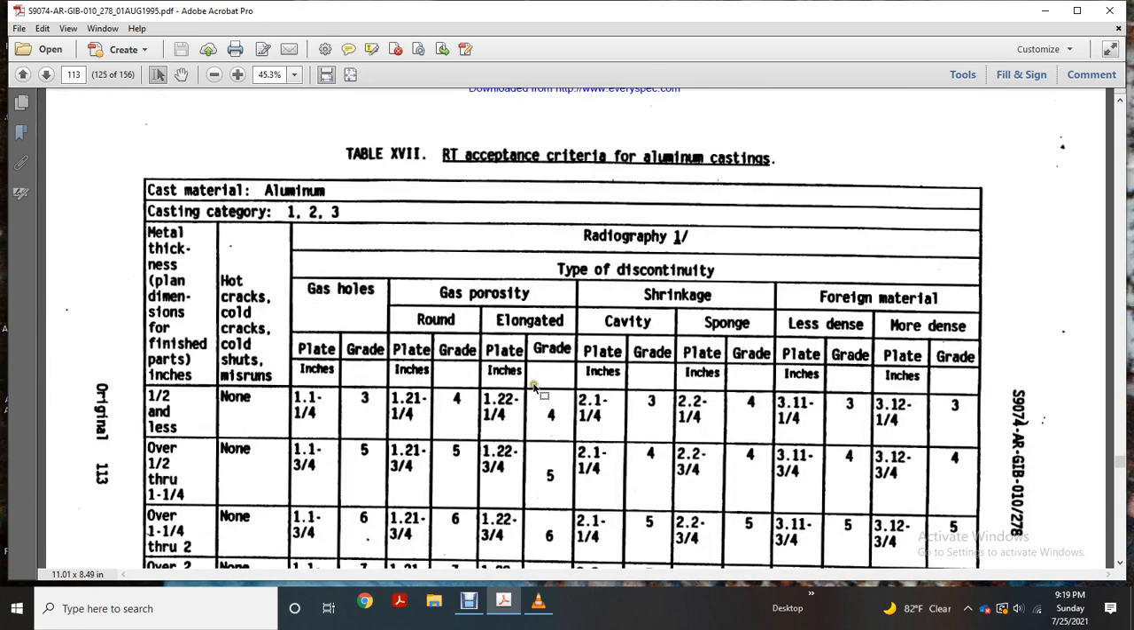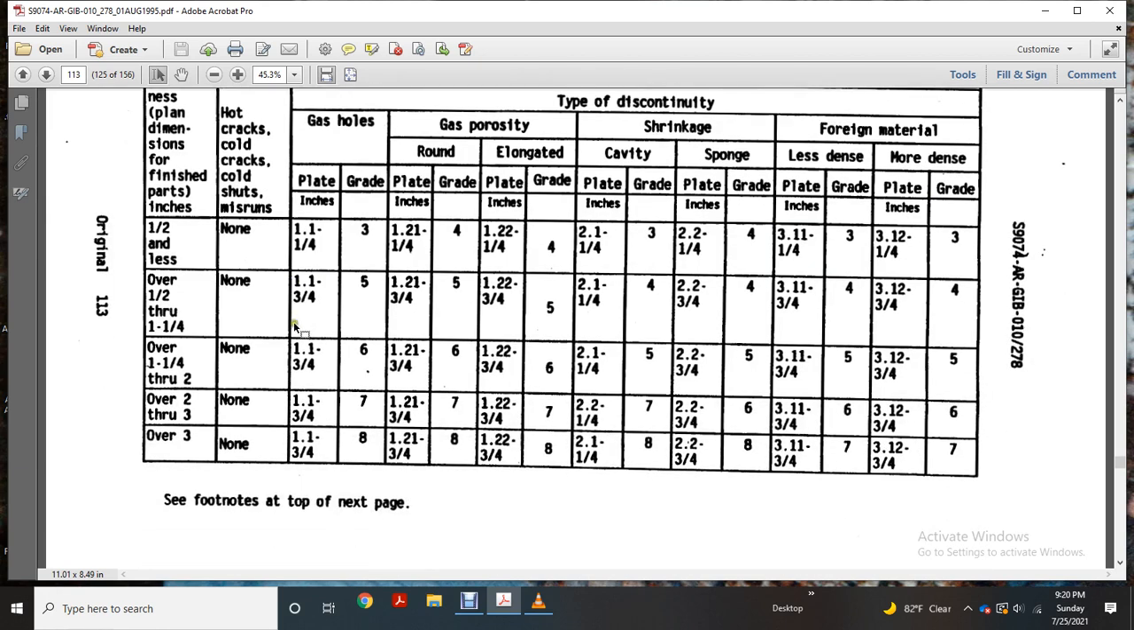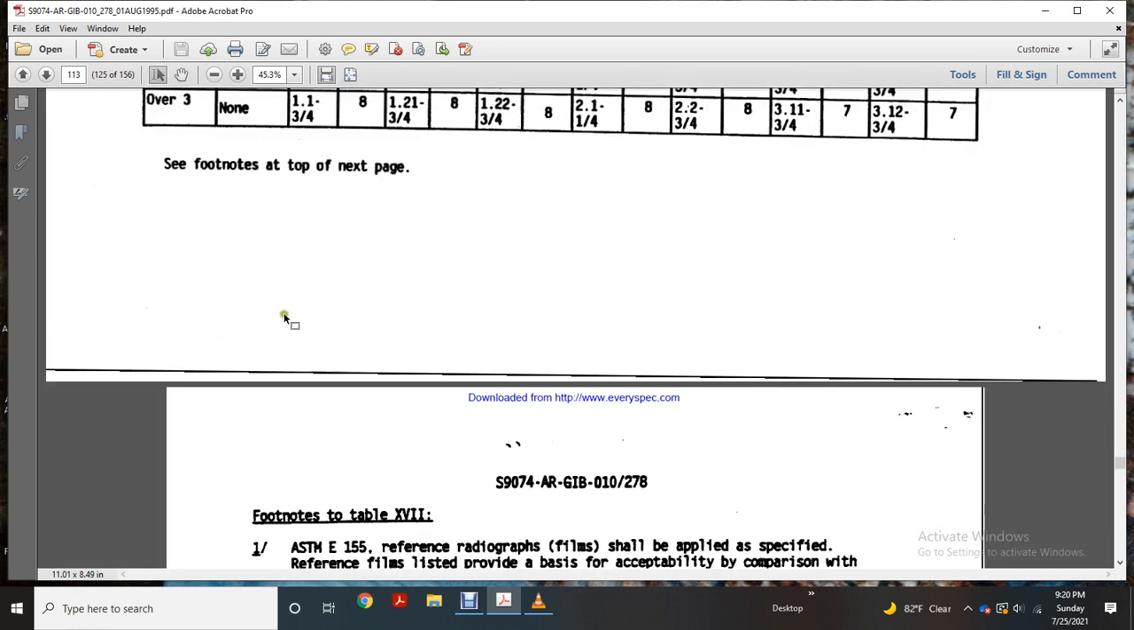Alright, the tables show the radiographic acceptance criteria. Cast material: aluminum, 1, 2, and 3. Radiograph type of discontinuities and metal thicknesses: hot cracks, cold shuts, misruns, gas holes plate and grade, gas porosity, round plate and grade, elongated plate and grade, shrinkage plate, heavy plate and grade, sponge plate and grade, for material less dense plate and grade, more dense plate and grade, and 1/2 inch, over 1/2 to 1/4 inch, over 1/4, 2, over 2, 3, and 3 and over.